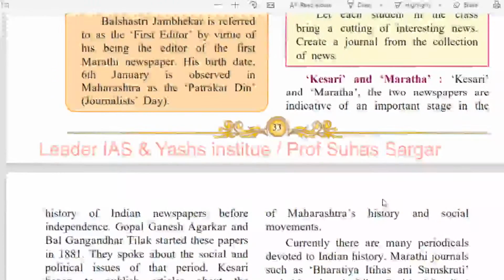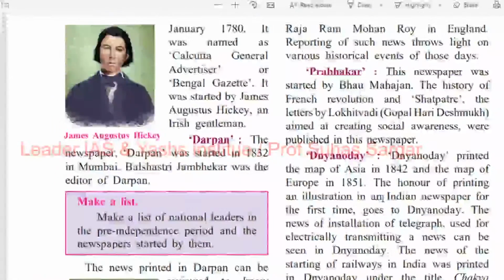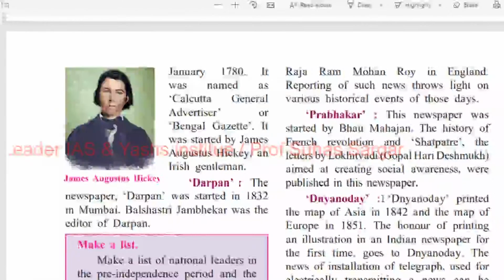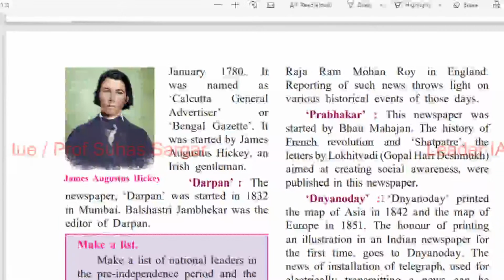Achievement of Raja Ram Mohan Roy in England. Reporting of such news throws light on the various historical events of those days. Prabhakar. The newspaper was started by Bhau Mahajan. The history of French Revolution. Shatapatre, the letters by Lokahitawadi, meaning Gopal Hari Deshmukh, aimed at creating the social awareness, were published in these newspapers.